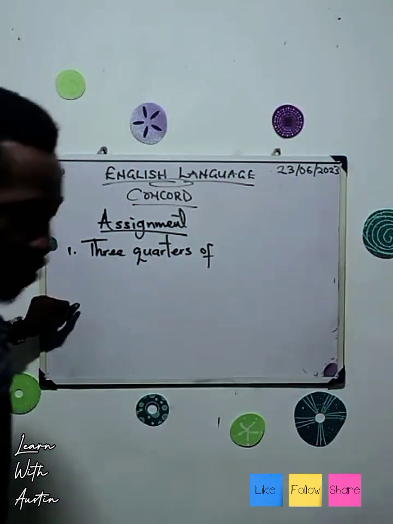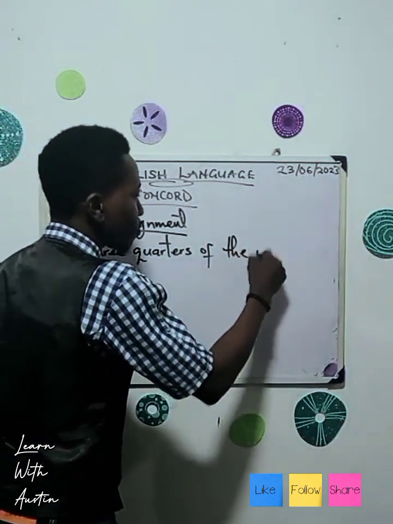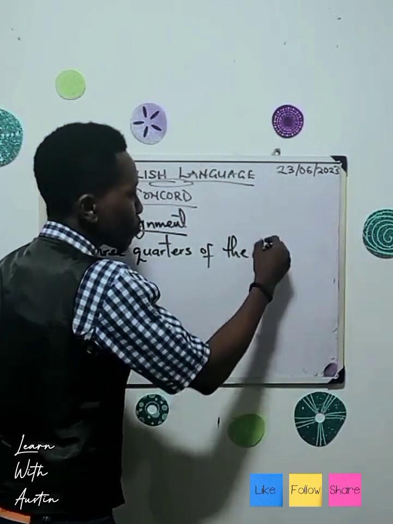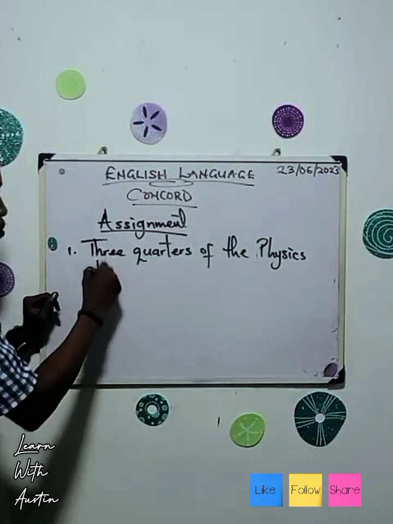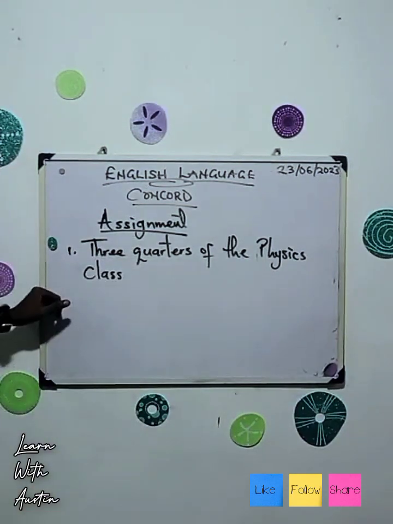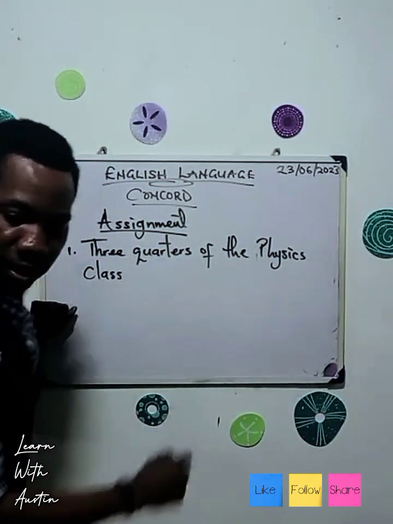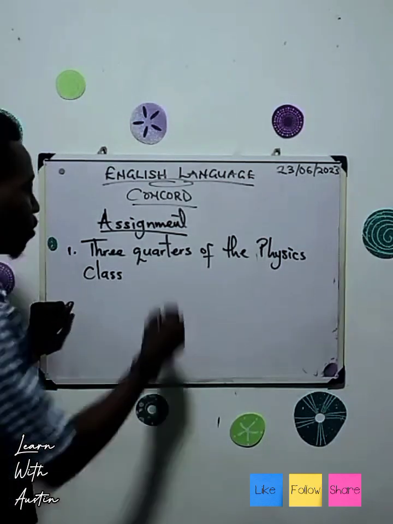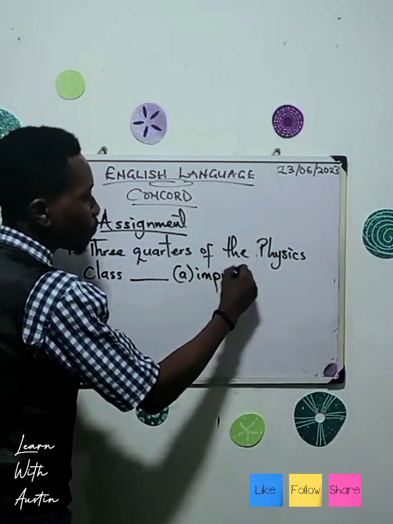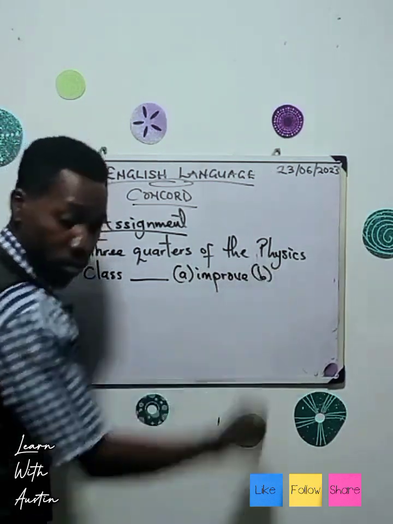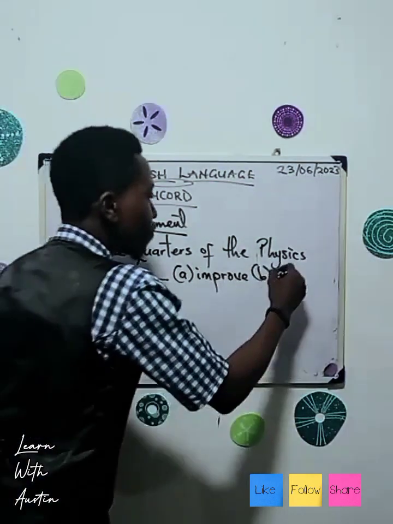Three quarters of the physics class dash. A, improve. B, improves.